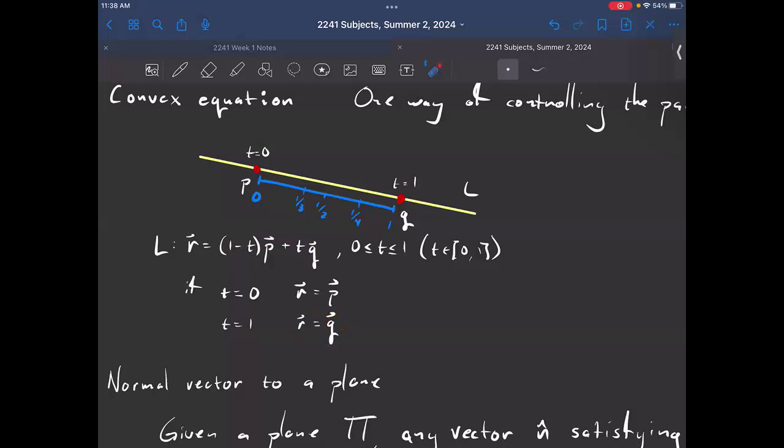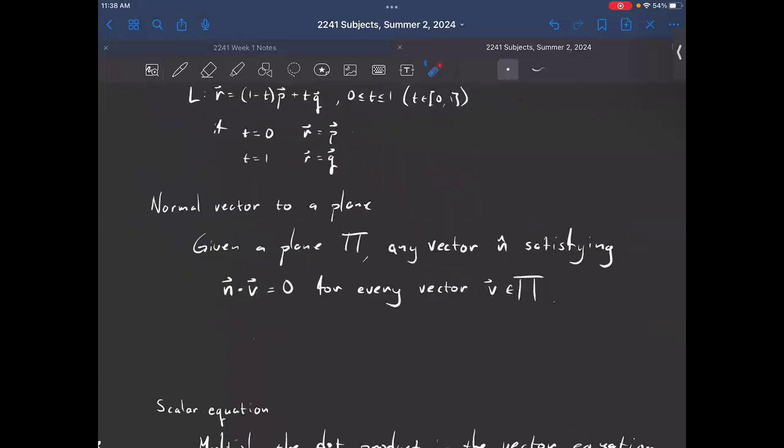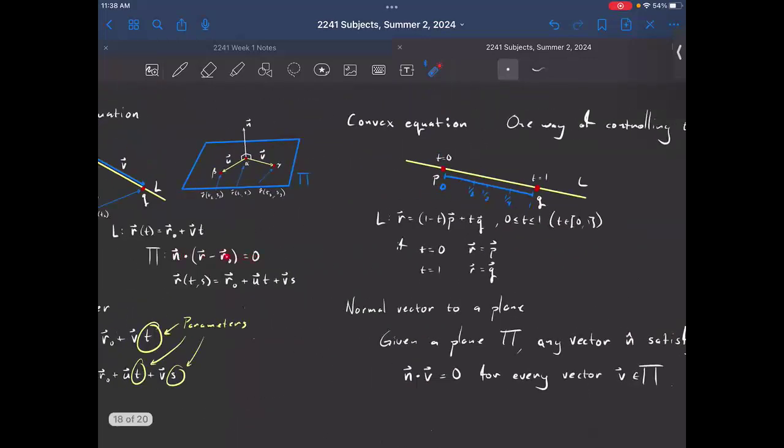So when t equals 0, I have a vector pointing to the point on the plane that I wanted to start with, and when t equals 1, I have a vector pointing to the point that I wanted to end with, q. So it's a way of normalizing the parameterization t. The normal vector to a plane is any vector n satisfying this property. And that is exactly why we have this formula for the equation of a plane, and that's our normal vector right there.